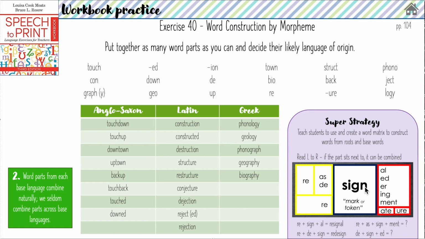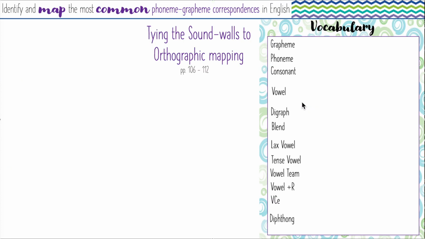The only thing you're not going to do is to go down and keep combining, like reassignolded. You're not going to do that. But each of these word parts can help give you a definition that builds to the overall definition for the new word. We'll talk a little bit more about that in chapter 5.